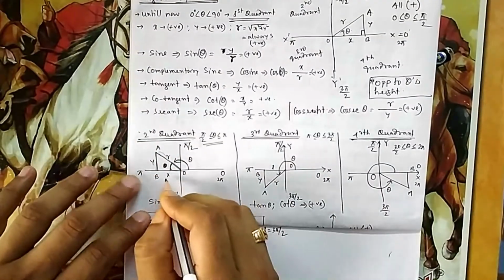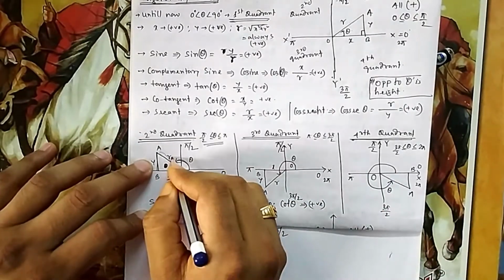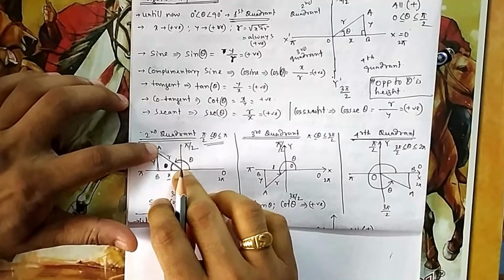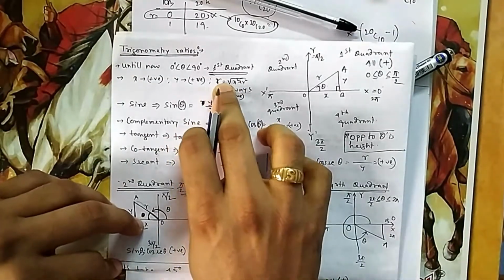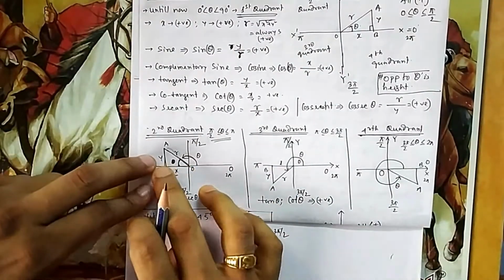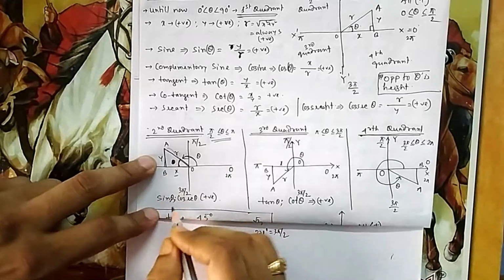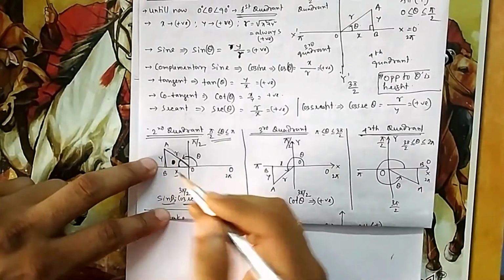Now you see your x is negative, y is positive. r is always positive because r is the distance. r is under root x square plus y square, and you are always considering the positive root. So r is always positive. Now if you take sine, sine will be y by r, y is positive, so sine is positive. Sine positive means cosec is also positive because cosec is r by y.